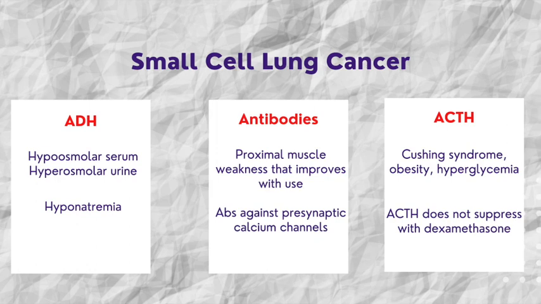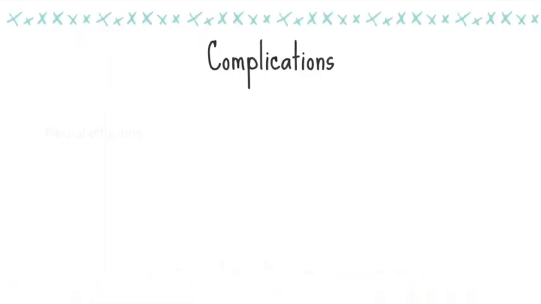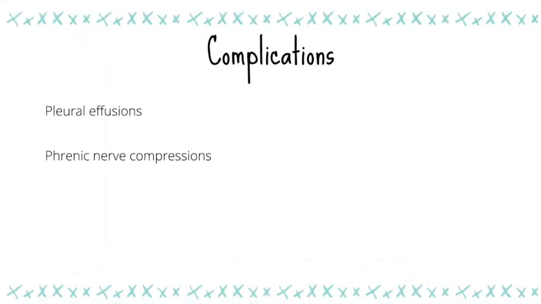Okay, now we're going to take a closer look at the complications of lung cancer. One of them is pleural effusions. Another complication is phrenic nerve compression. If there is phrenic nerve compression, you will have flattening of the diaphragm. You can also have recurrent laryngeal nerve compression.